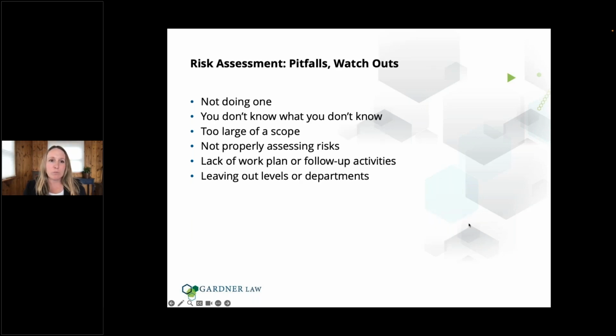All right, so pitfalls, watch outs. Really, not doing one is a pitfall. And again, as I said, there's really no wrong way to do one except not doing one. So something is better than nothing from that perspective. You don't know what you don't know. If you don't know the scope of laws or risks that you're potentially subjected to, you're not going to be able to incorporate those into your risk assessment. That means your risk assessment is not going to be sufficient, because it's not going to take into account all of the risks that are actually applicable to the company.